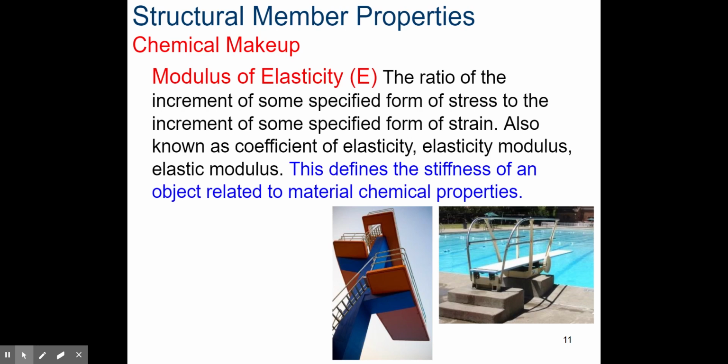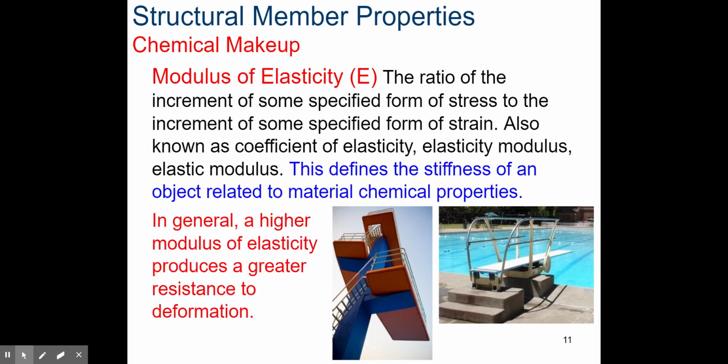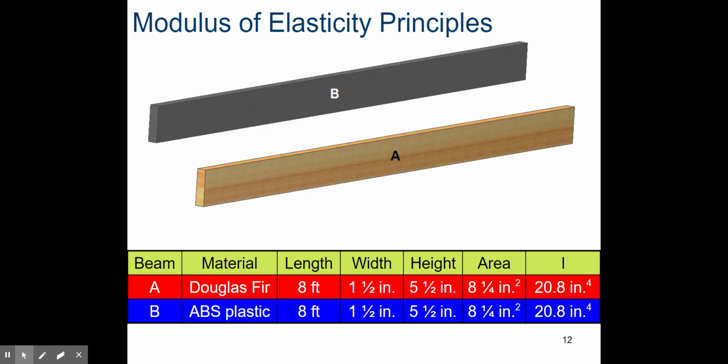It defines how stiff something is relative to its chemical properties. For example, on the left-hand side, we've got a diving platform, which is very, very stiff. It's not designed to bounce. And on the right-hand side, you see a springboard diving board, which is less stiff. It's designed to be flexible. In general, a higher modulus of elasticity produces greater resistance. Again, it's going to be more stiff, with greater resistance to deformation.